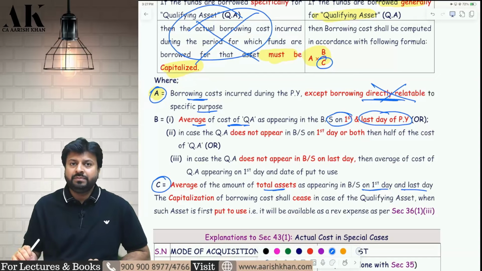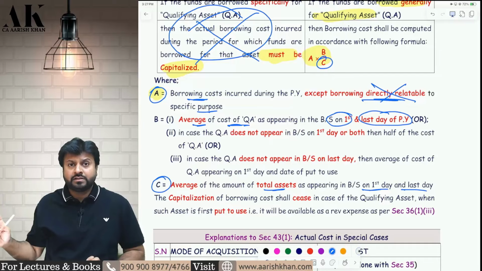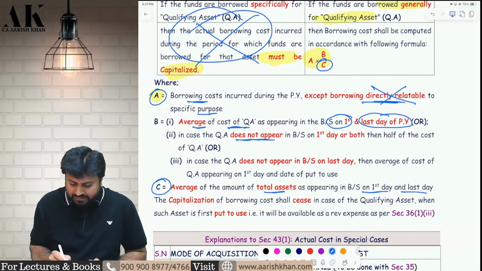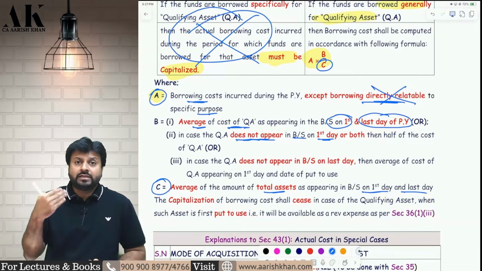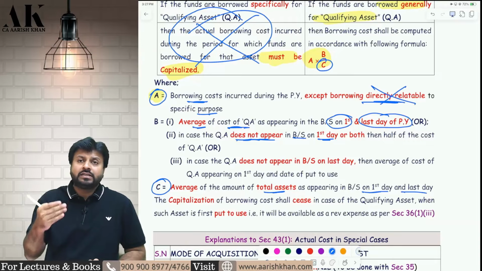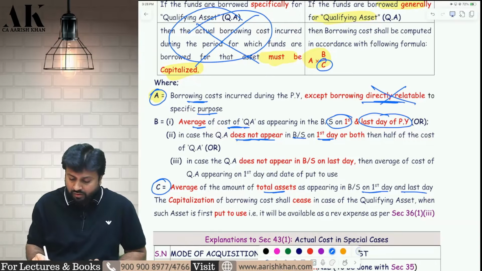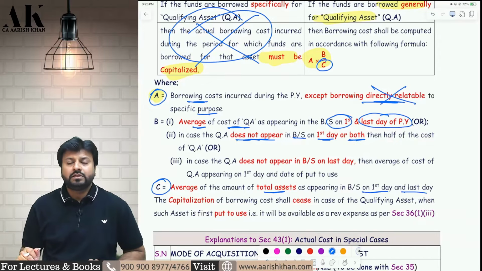In the first case, what is B? On 1st April take the value of the qualifying asset, on 31st March take the value of the qualifying asset, divide by 2, take the average. Now, in case the qualifying asset does not appear in the balance sheet on the first day, is it possible? On 1st April the qualifying asset is not there because the asset started from June. Maybe it was not there from the beginning of the year, possible. Or it is not there on both the days. It started in June and completed in December. Then what shall I do?